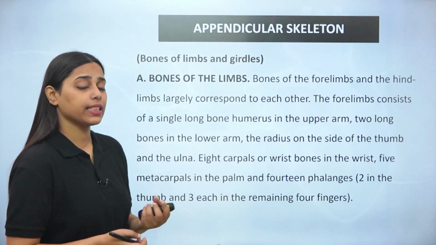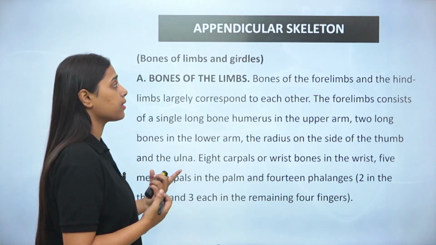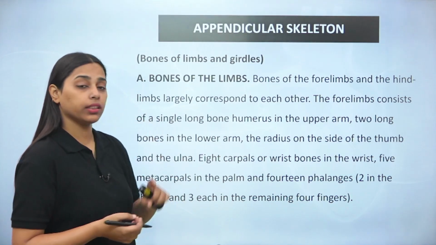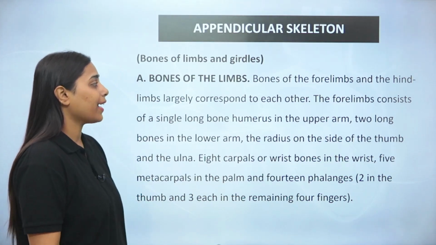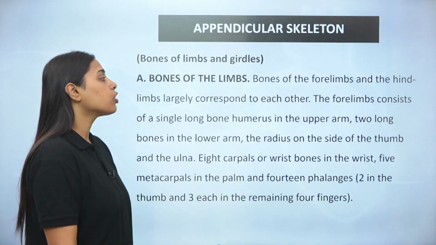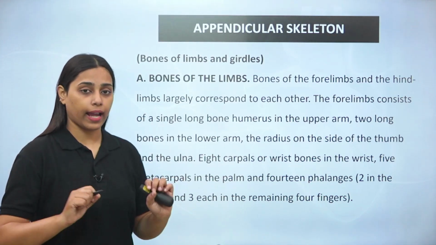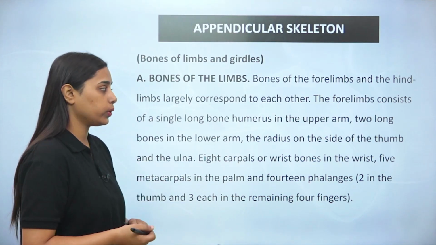Now after the axial skeleton, next will be the appendicular skeleton, which consists of the limbs and the girdles, the bones present in these two parts. So bones of the limbs, that is hands and legs only. So bones of forelimbs and hind limbs. Forelimbs are about the hand and hind limbs are about the leg. They largely correspond to each other.